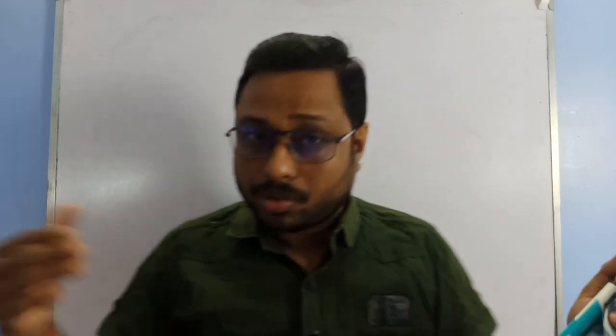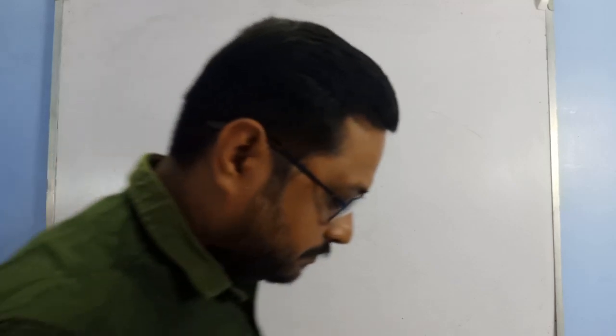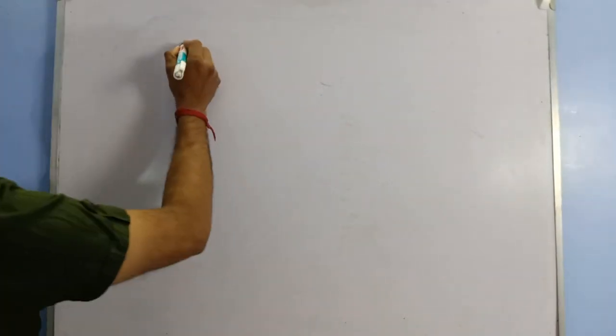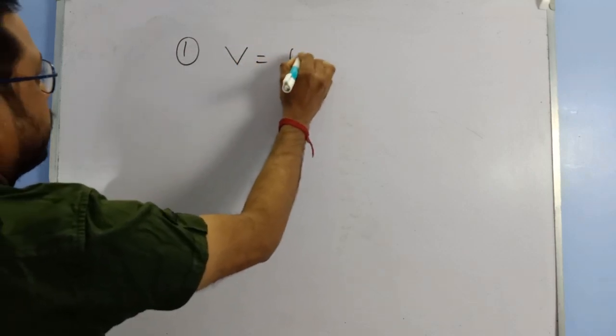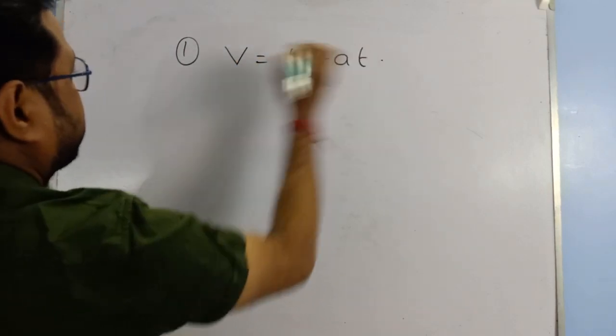or the total time of any distance covered? How can you get the total distance, the total time, the velocity at that distance, the initial velocity? You know that we can find this easily by some equations. The first equation is v equals u plus at.